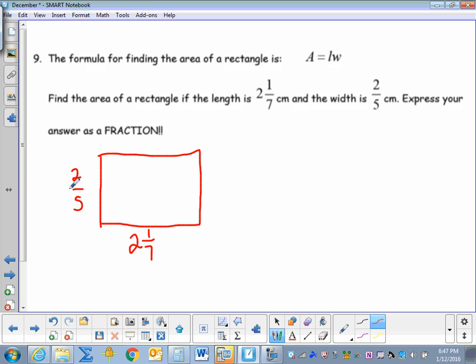So the area is going to be multiplying the two sides. So let's convert 2 1/7 to an improper fraction. 2 times 7 is 14, plus 1 is 15. So 2 1/7 is really 15/7. So now we're going to multiply the length times the width. 15/7 times 2/5.